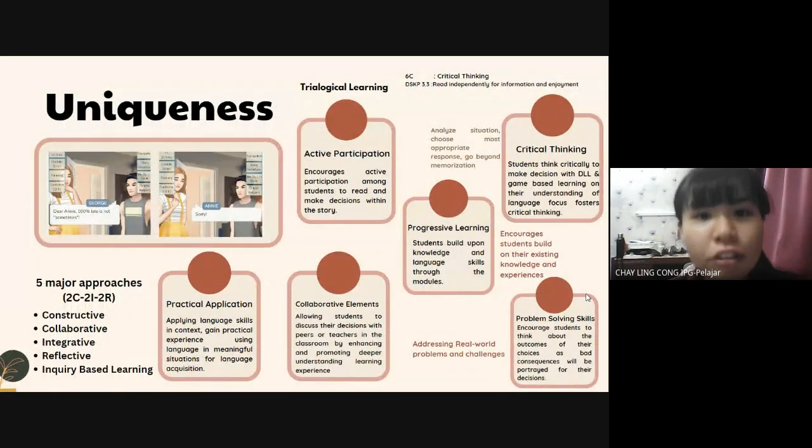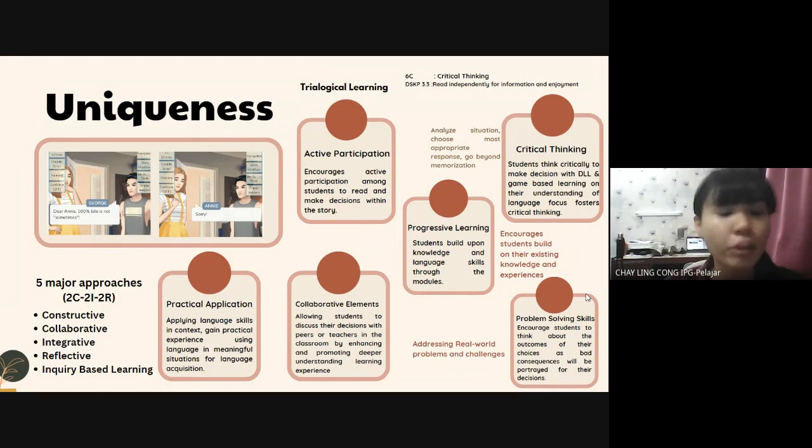So the uniqueness of this digital innovation product is applying the trilogical learning method, the 6C critical thinking, and the DSKP 3.3. This includes active participation, which encourages students to read and make decisions within the story, and also critical thinking for them to analyze the situation and choose the most appropriate response, to go beyond memorization.